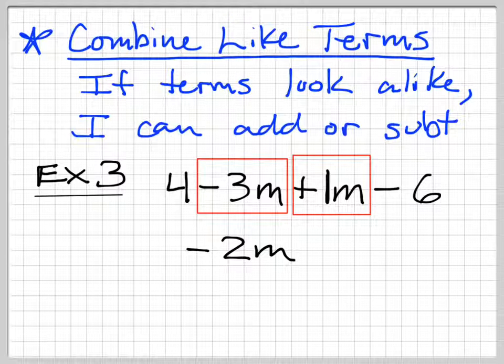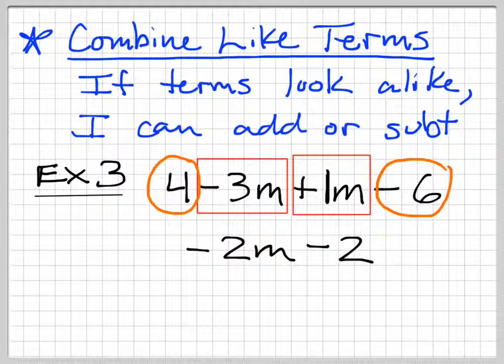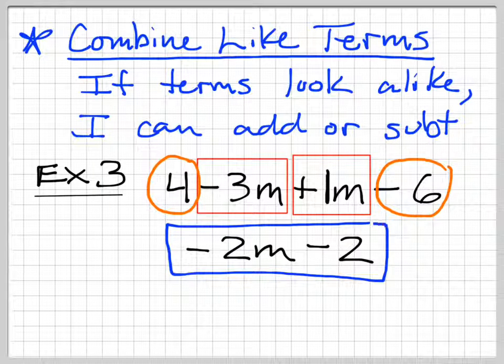Okay, and likewise, you'll notice I also have this, I put a circle around this negative 6 and this positive 4. They also are like terms. Neither of them has an m, so I can combine those. And 4 minus 6 is negative 2. And at this point, this is my final answer. I'll go ahead and put a blue box around it. I cannot put them together because one has an m and one does not. And that's as simplified as I can get this specific expression.